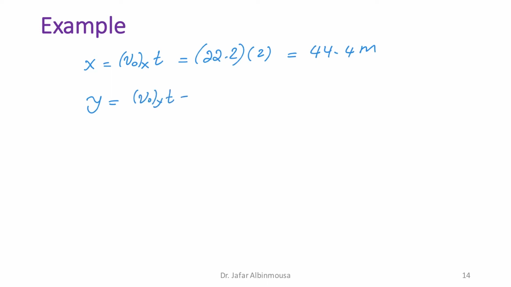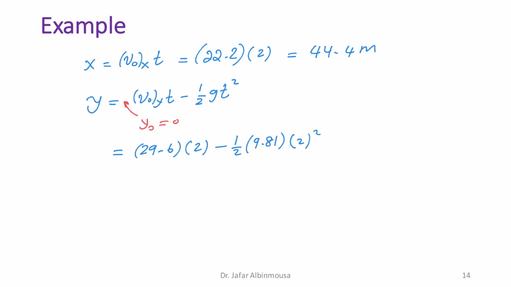Now, for the y component, we have v0y t minus half gt squared. Please note that there is a y0 here, which is equal to 0. So, to calculate this, we get the v0y, which was 29.6 multiplied by 2 seconds, and then minus half by 9.81 multiplied by 2 seconds squared, and for this we will get 39.6 meters.